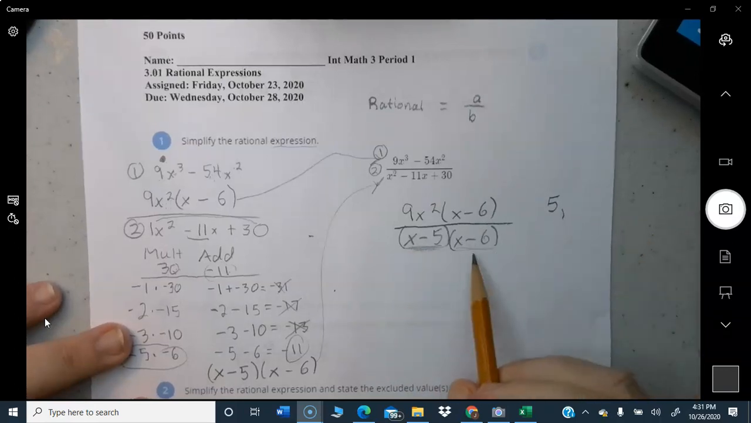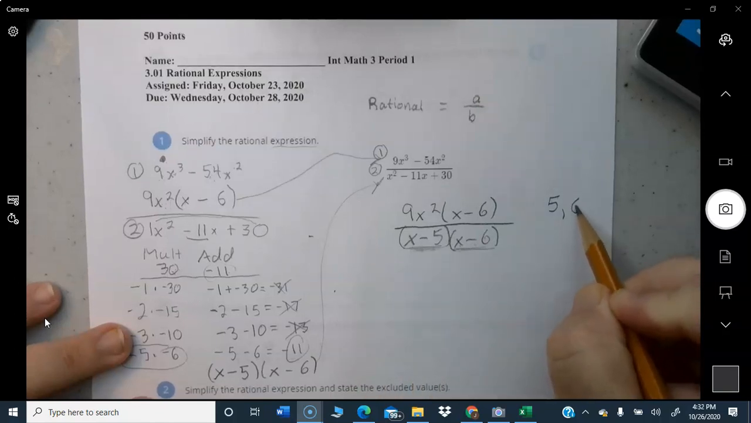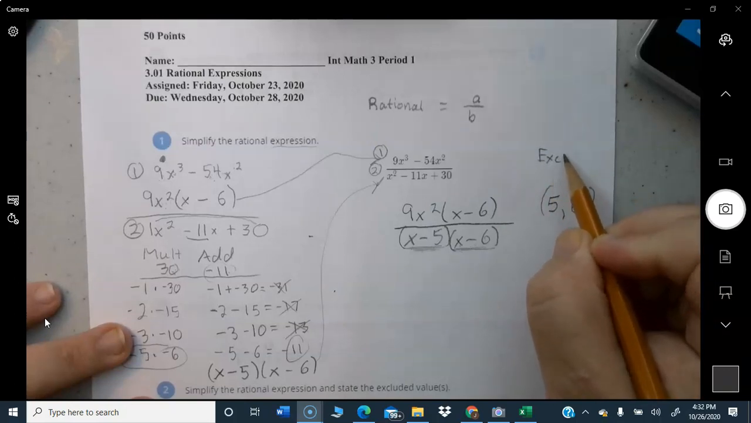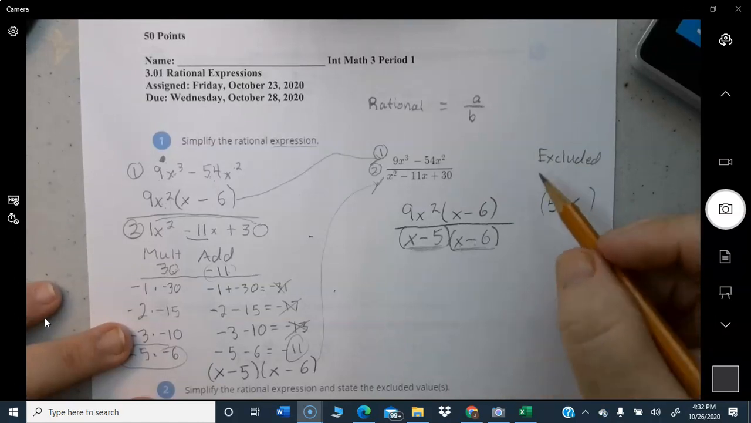What about the other one? What would make this expression go to 0? If you put a 6 there, 6 minus 6 would be 0. You cannot have 0 in the denominator, so that's 6. So those are the excluded values. You can't use those values in this equation, or it's an illegal fraction.